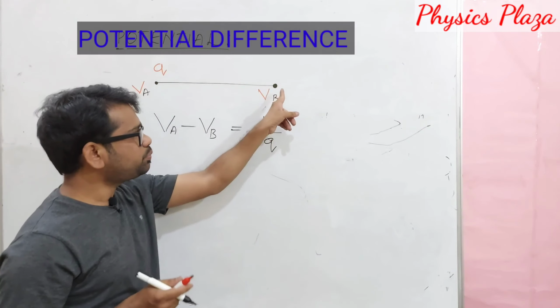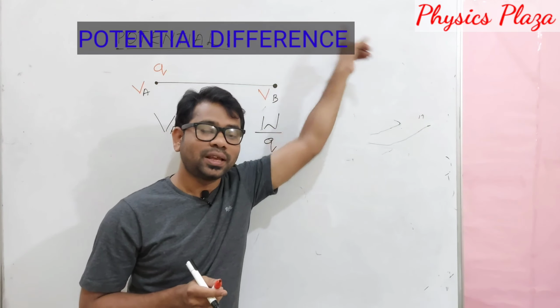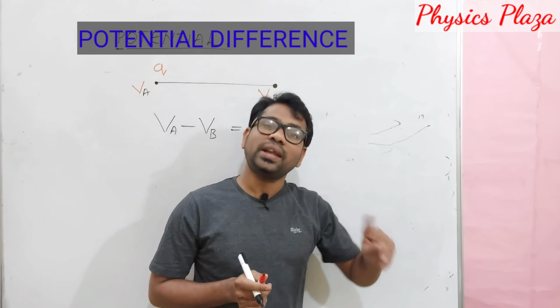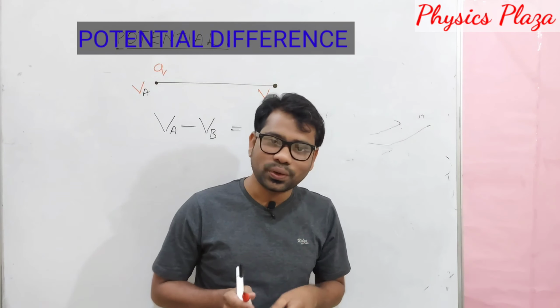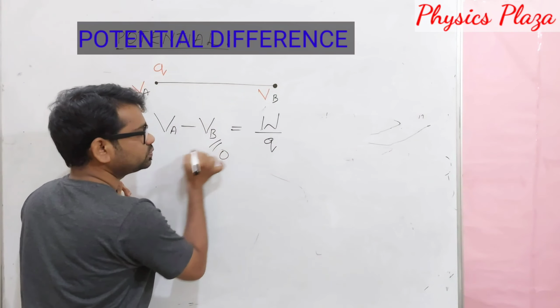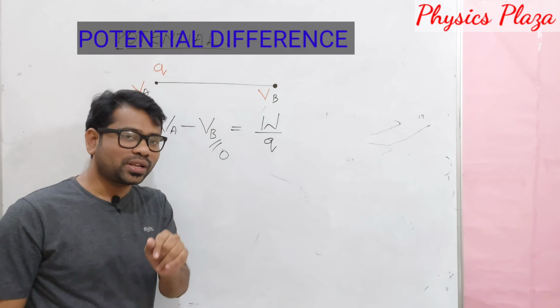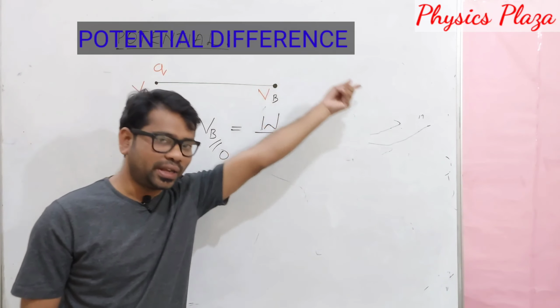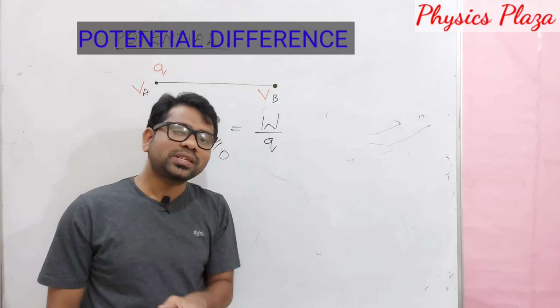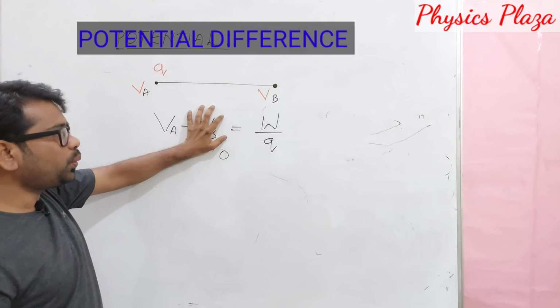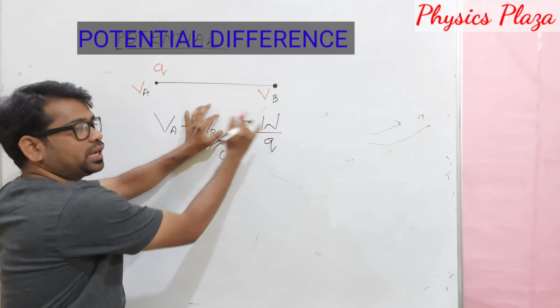Children, what happens if this point B is at infinity distance? At infinity, potential is 0. Then this will become 0, and again we will get the concept of electric potential only. Children, try to understand. If this point is chosen at infinity, potential is 0, so this VB will be 0. Again, you will get V is equal to W by Q only.